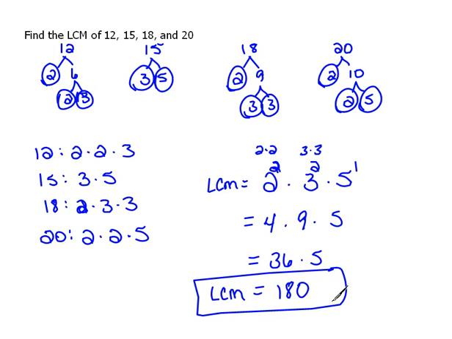Now we could have gotten the exact same thing if we had written out all of our multiples, but we would have had to write out quite a bit of multiples of 12. So this way actually was a little bit easier, especially because we were working with 4 numbers.